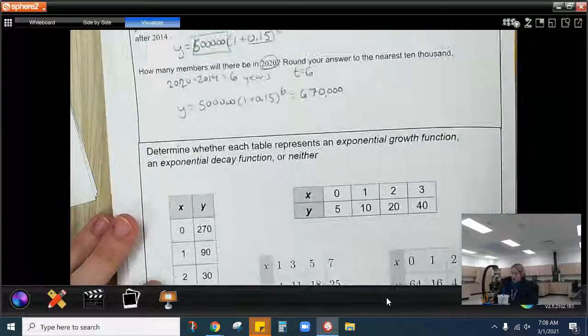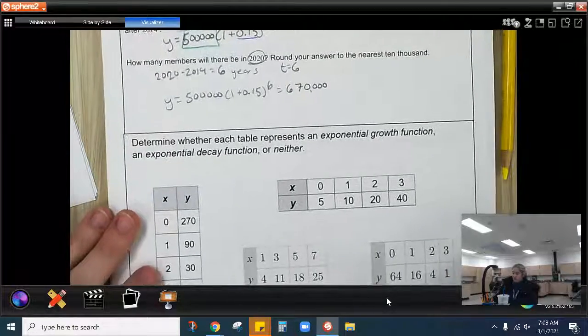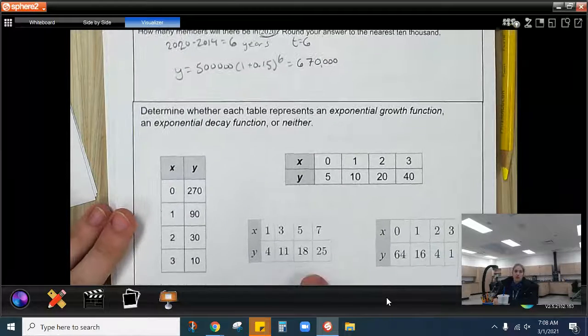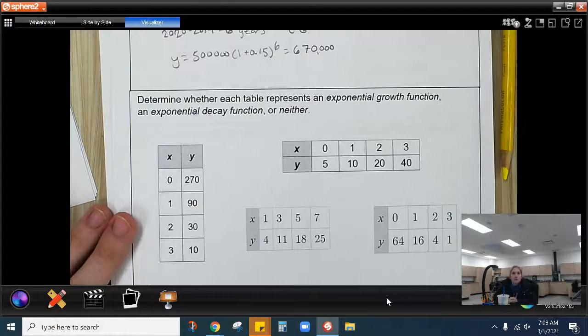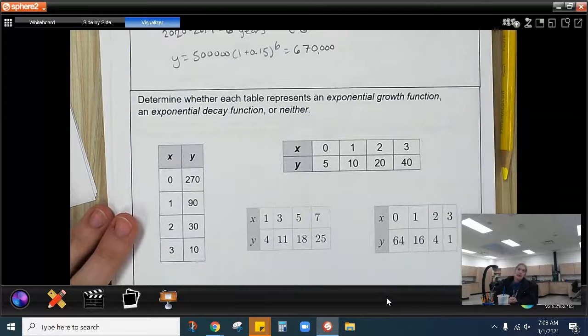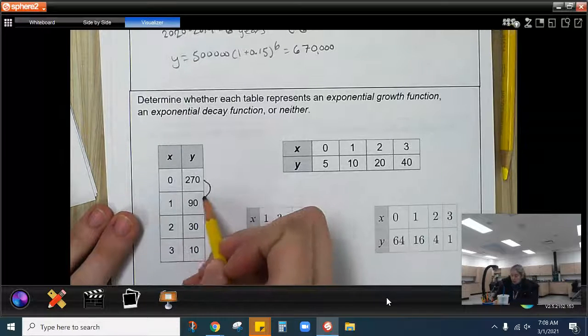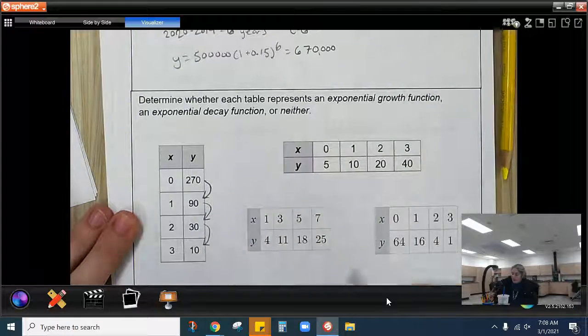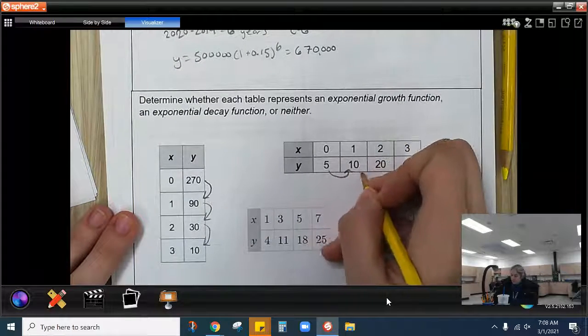All right, for our next section here, it says determine whether each table represents an exponential growth or exponential decay function. Remember, exponential growth, it gets bigger. Exponential decay, it gets smaller, right? Growth is when we are gaining value, or it's gaining amounts or gaining members. Decay is when it is losing. So take a look at your initial value and then ask yourself what's happening. Am I growing or am I getting smaller? What am I multiplying by?